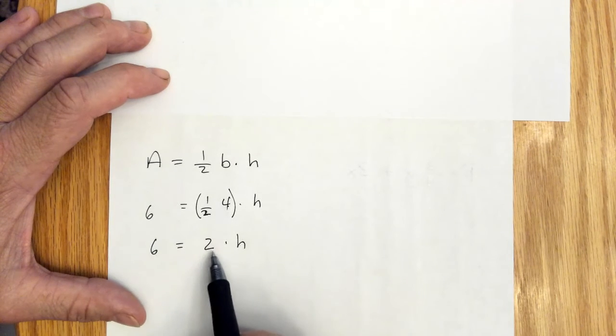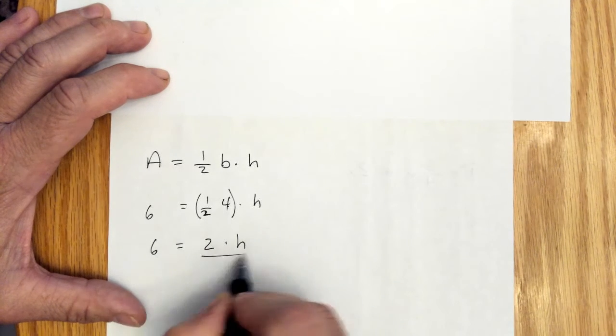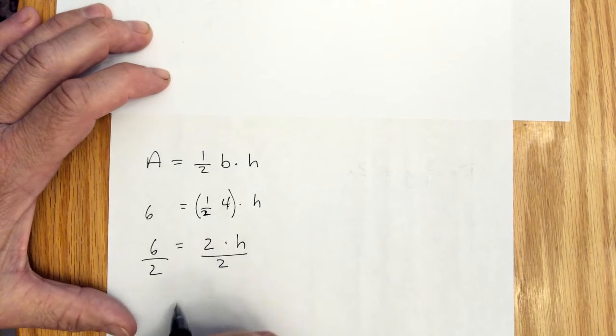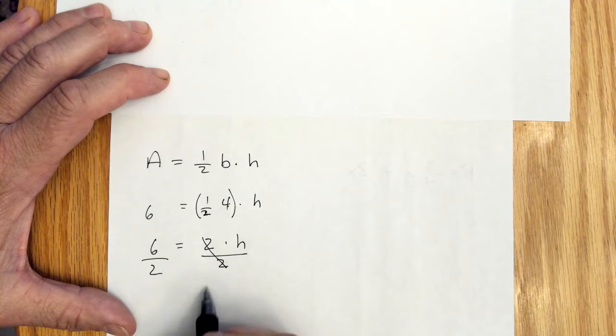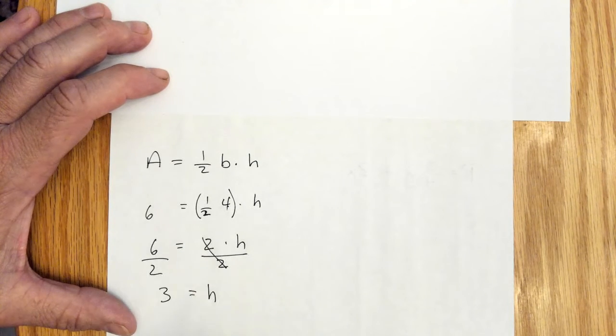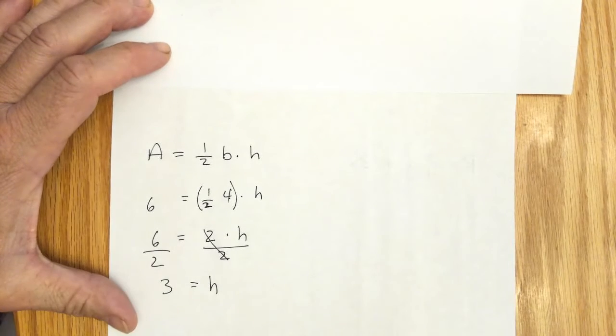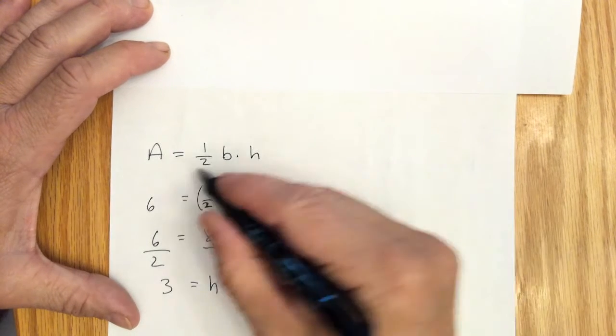So now what I have is 6 equals 2 times h, but I want the h by itself. The 2 is multiplying, so to move it over here, I must divide it. So then I get h is equal to 6 divided by 2, which is 3. So that is what I'm talking about. It's opposite to what it does, okay? Let's do this without numbers.